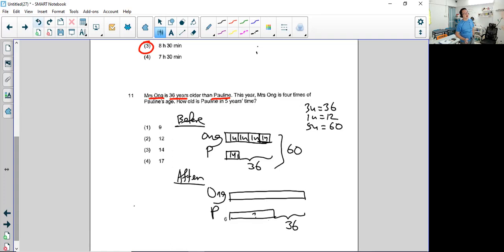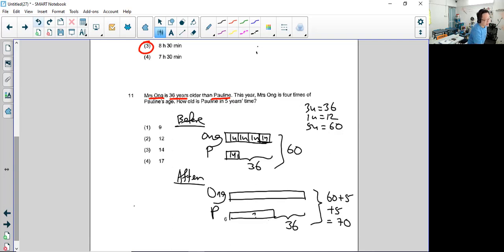So in 5 years' time, what is their total age? Can you find their total age in 5 years' time? So you must take 60 plus 5 years later for Mrs. Ong, and also plus another 5 years later for Pauline. That will give you 70. So their total age in 5 years' time will be 70.